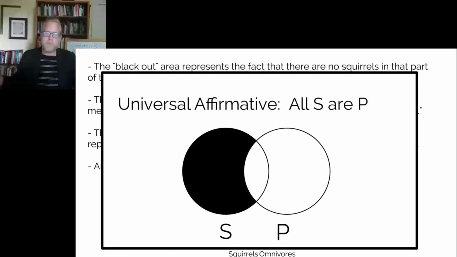Any all S are P statement will look just like this. And it tells us if you're a member of the category S, you cannot be in the black area. The black area means death. Nothing lives there. If you're a member of the category S, you are in that middle wedge. And that middle wedge represents an area where you're both in the S club and in the P club.